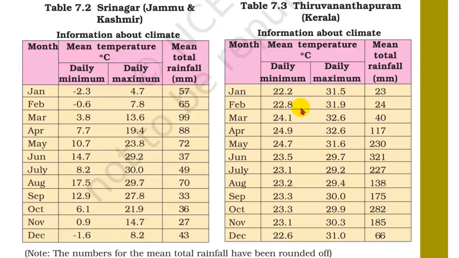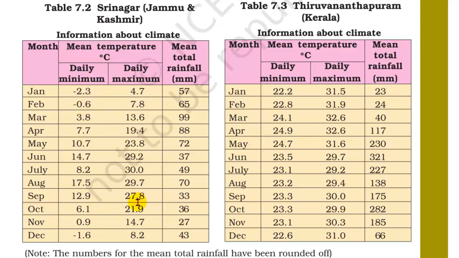Here is the same thing for January. In the month of January, the mean minimum temperature was 22.2, and the mean maximum temperature was 31.5 degrees Celsius, and the mean total rainfall was 23.